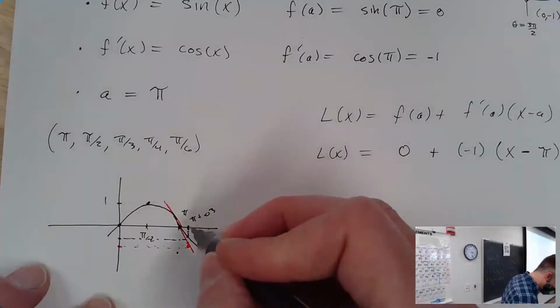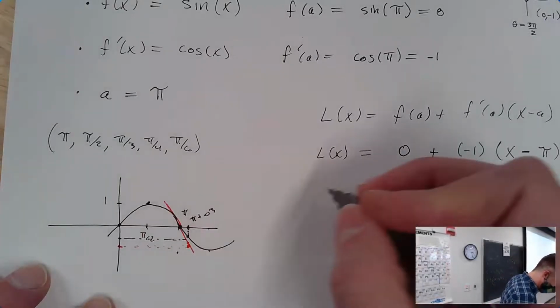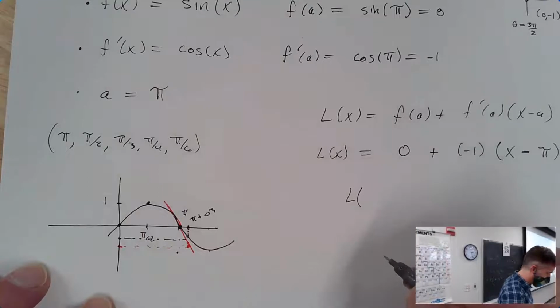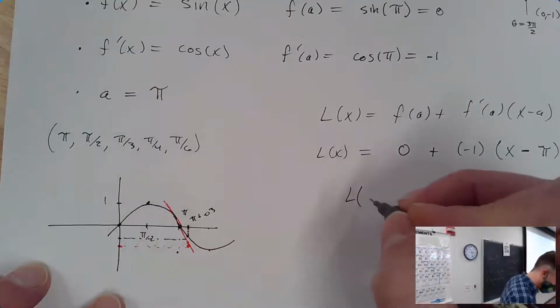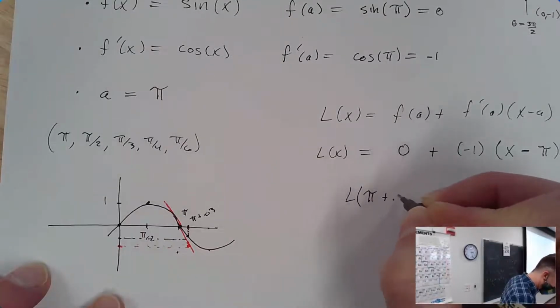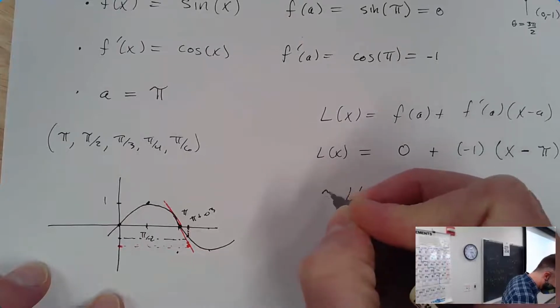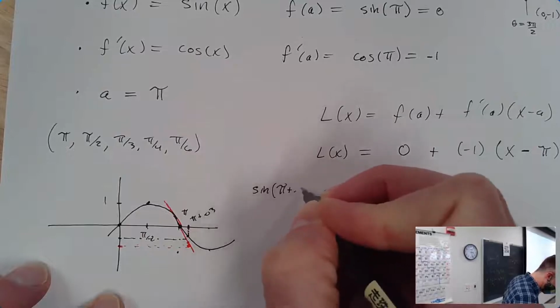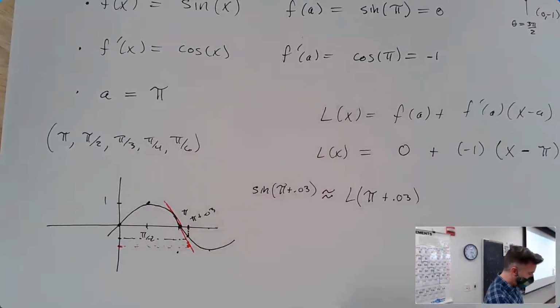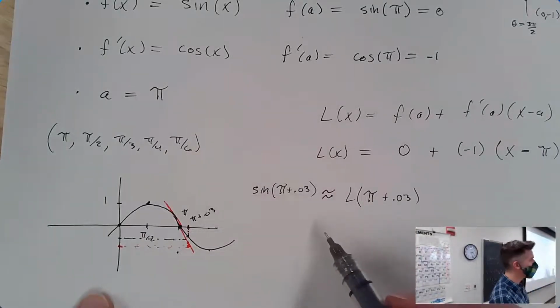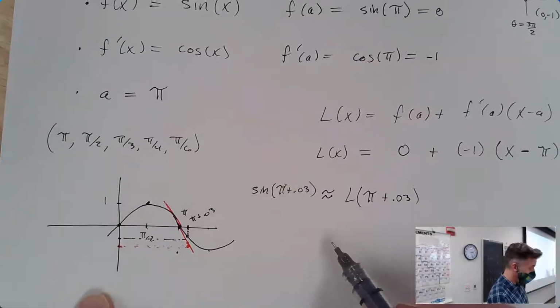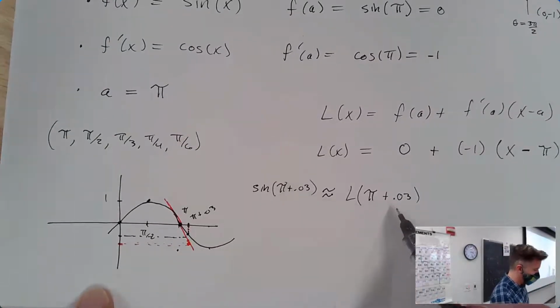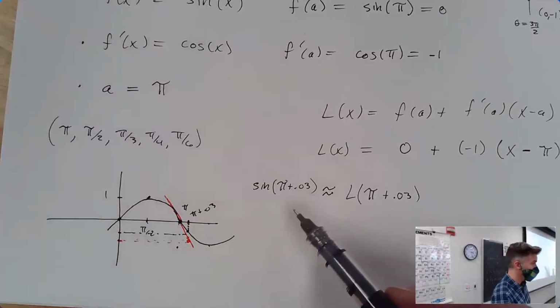Okay, but if we actually do it, we're just plugging in pi plus 0.03. Sorry, not pi over 3, apologies, pi plus 0.03. And that is our approximation of sine of pi plus 0.03. I like writing this. I feel like this helps me remember what I'm doing. That, oh yeah, I'm using this linearization to approximate the thing that they've asked me to estimate.